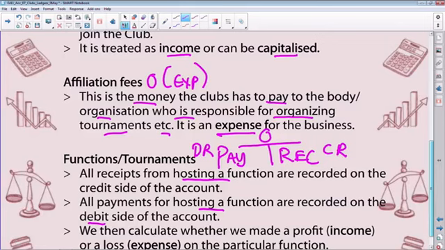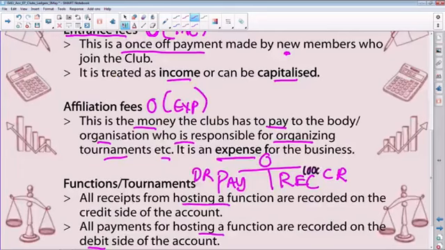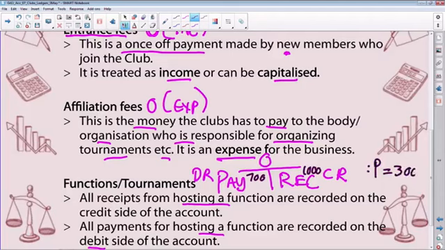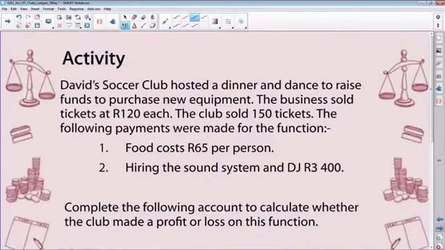But what's the purpose of this account? The purpose is that we calculate whether we made a profit, in other words an income, or a loss, an expense, on the particular function. For example, from hosting the tournament, we charge people for participating, and let's assume we collected in total 1,000 Rand. But our expenses for hosting the tournament were 700 Rand. As accounting students, we know that the purpose of this account is to work out whether we made a profit or a loss on this particular function. In this case, we can clearly see we've made a profit of 300 Rand, and that profit is considered an income for the business. Right, talking about functions, let's now go to the next page, which will be our first activity.